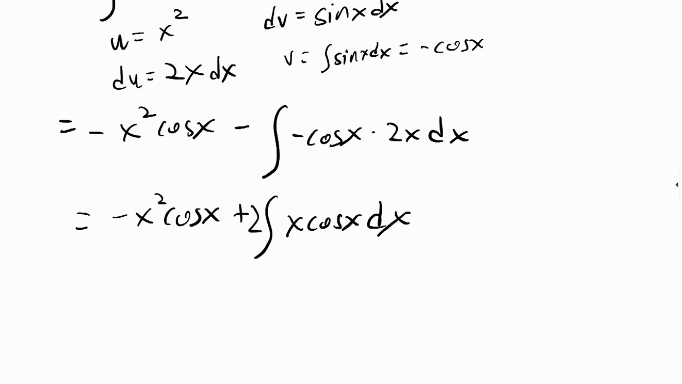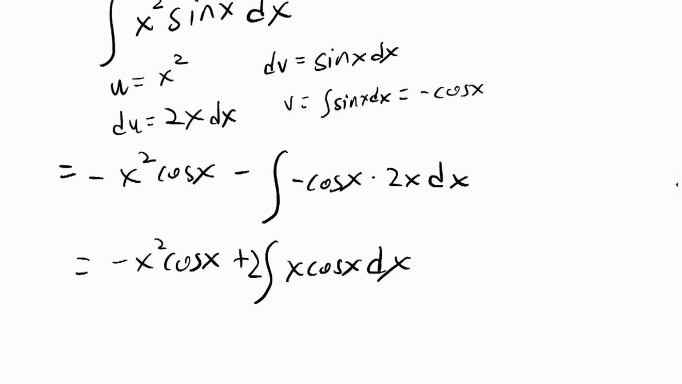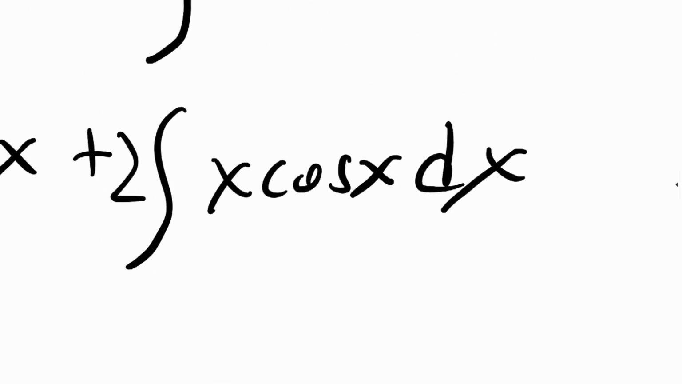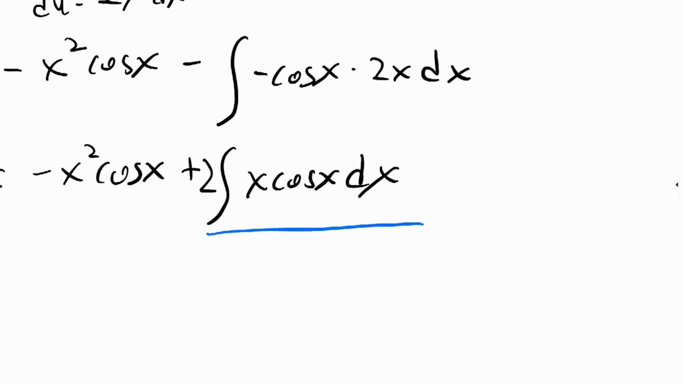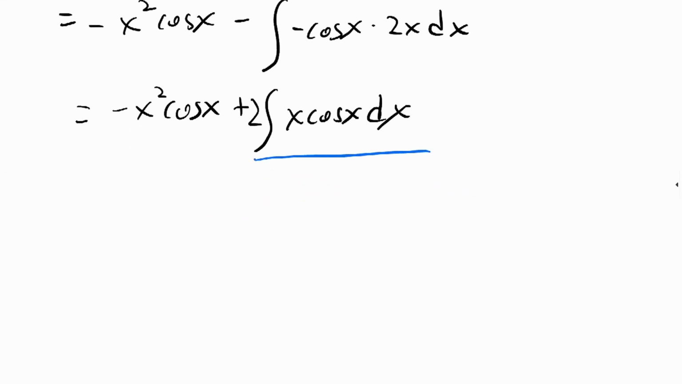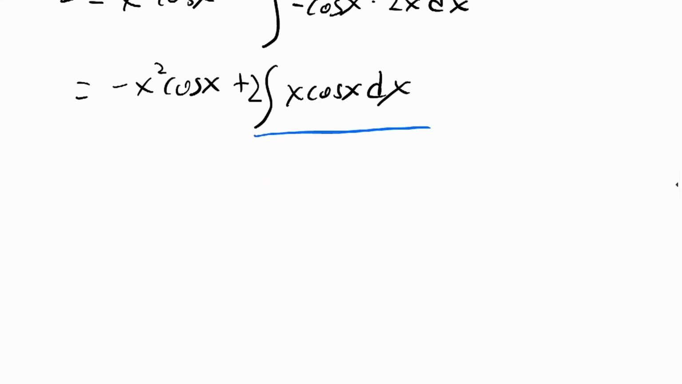Now, what's the problem here? We've done everything correctly. So why isn't this easier? Well, that's because we need to do integration by parts again for just this integral. So, in other words, I'm going to highlight this integral itself in blue. Now we need to do the same thing again for this integral.